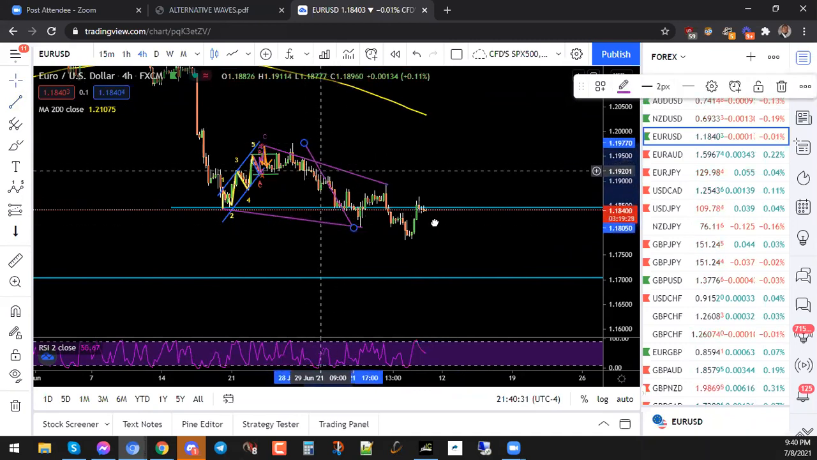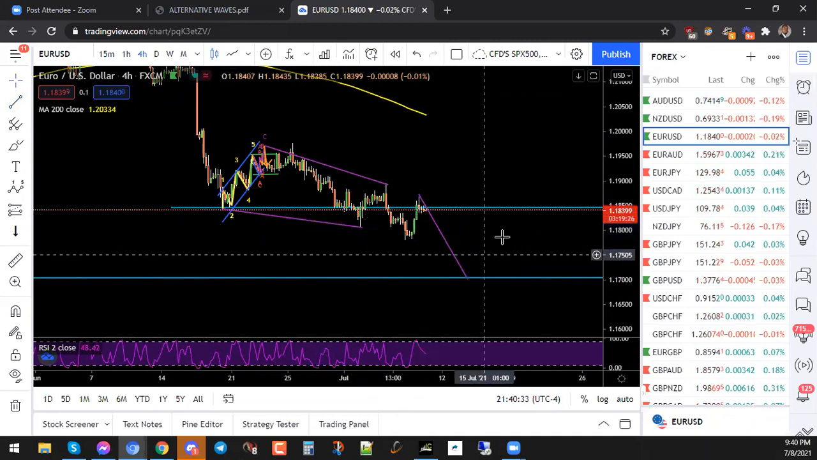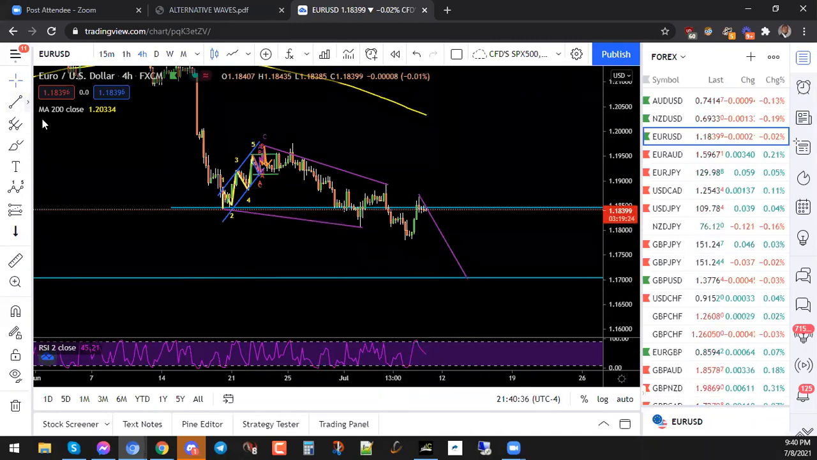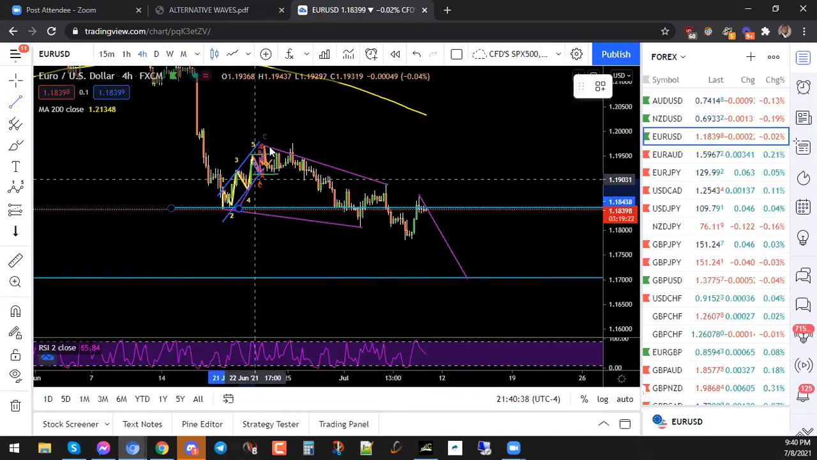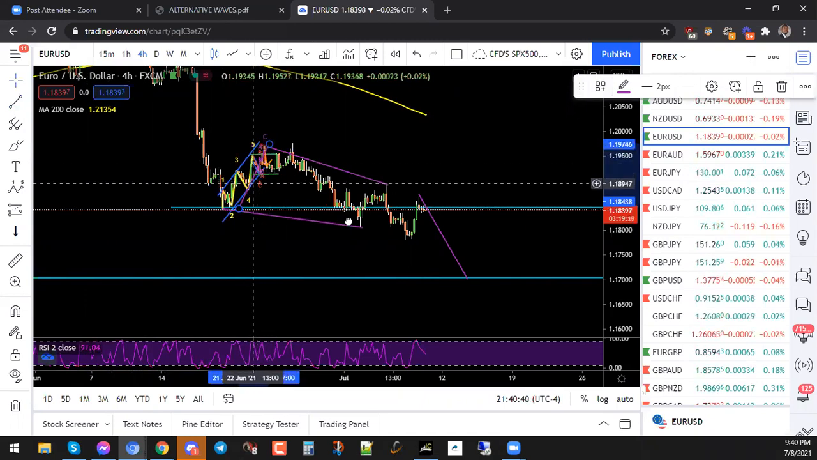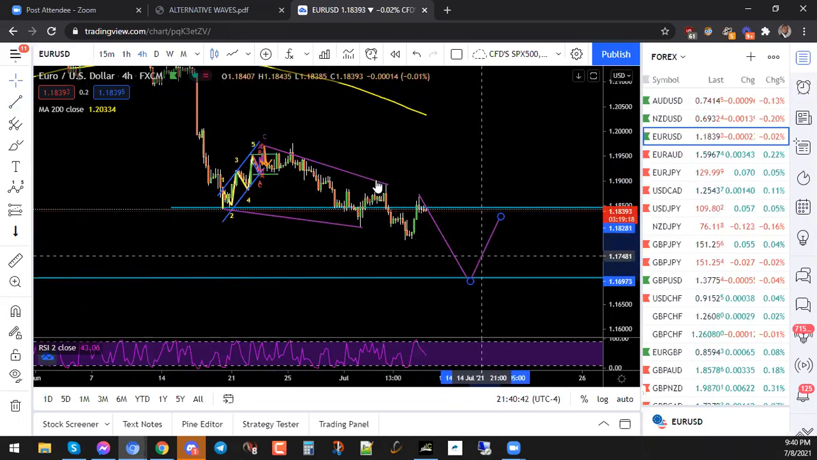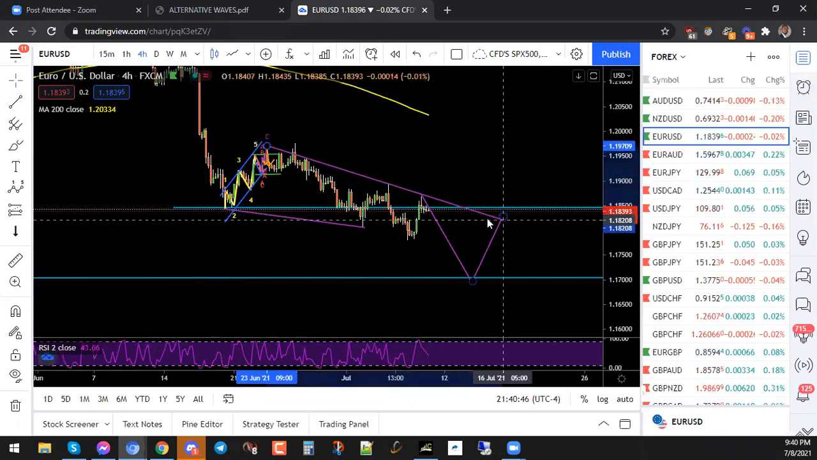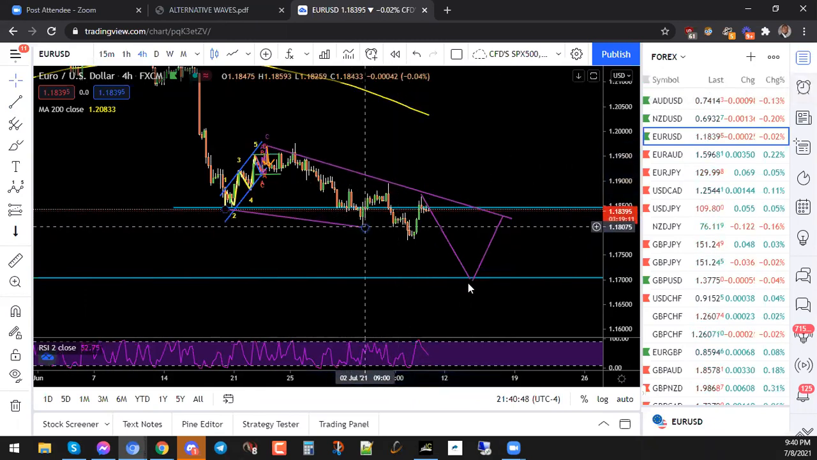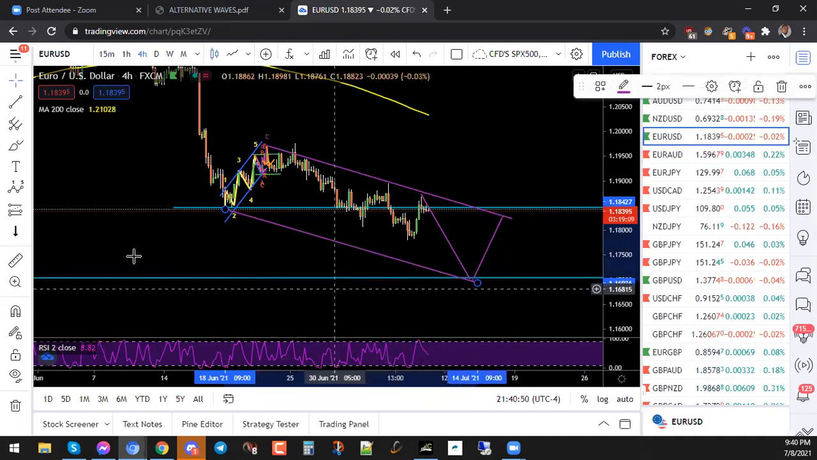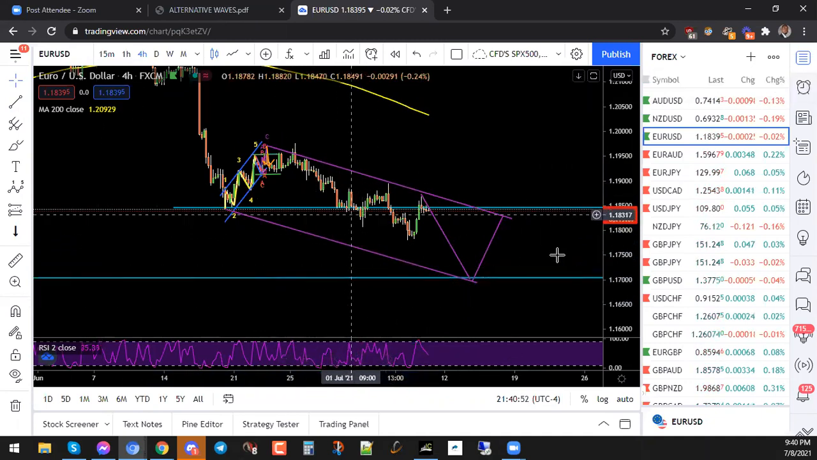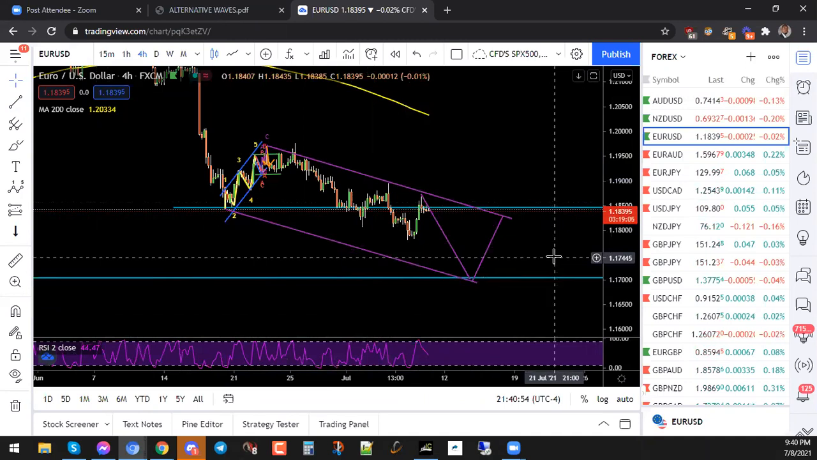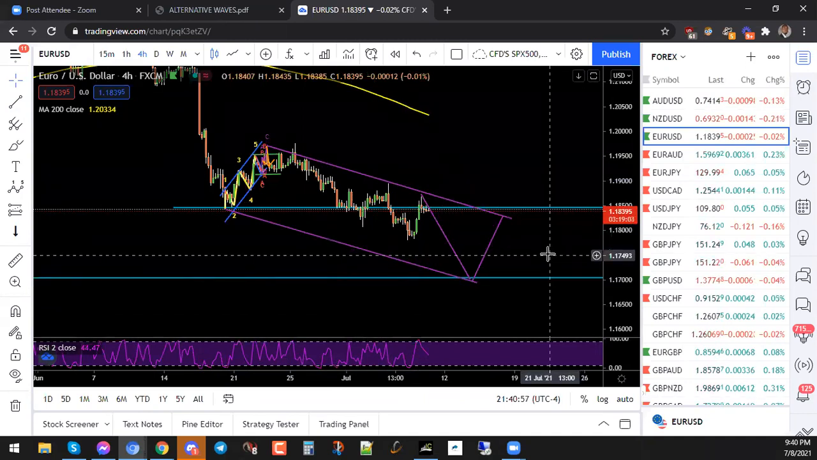Right? So this wave would come back like that. Then we would expect this one like that. And this would just be a more complex flat pattern like this, right? It would look something like this. But we will watch and see how it plays out.